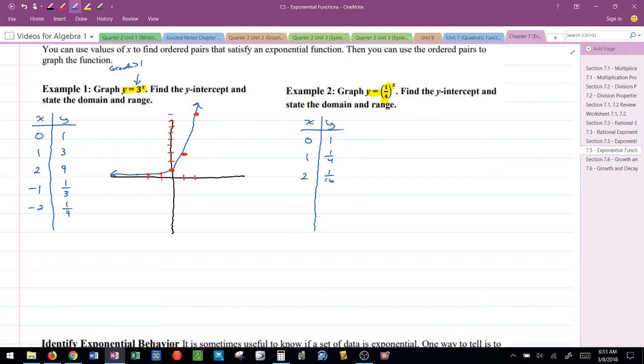All right, let's see what happens when I plug a negative 1 in. Well, negative 1 is going to flip this, right? So 1/4 to the negative first power is really 4.